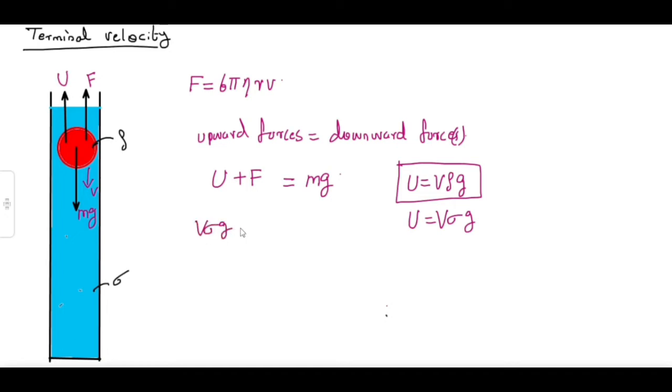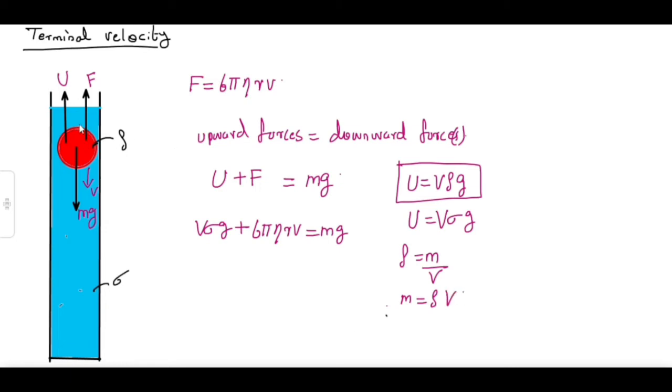Therefore, upthrust is equal to volume into density of the liquid into gravity, plus the viscous force. According to Stokes theorem, 6 pi eta Rv, which is equal to mass into gravity, that is the weight of the falling body. Now we can substitute the value for mass. What is the density formula? The density of the body here, rho, is equal to mass by volume. What is the mass here? Mass is equal to density into volume.